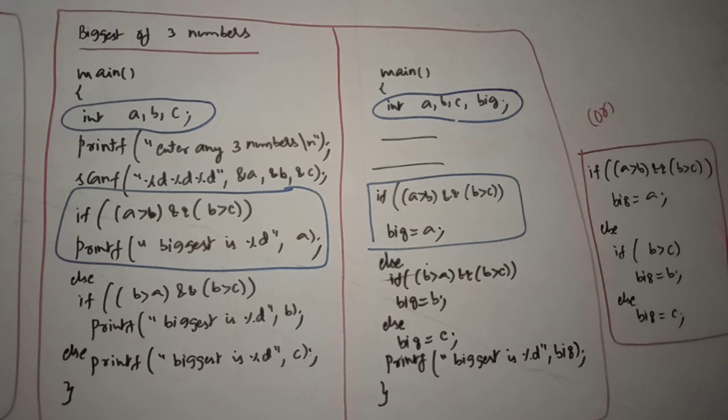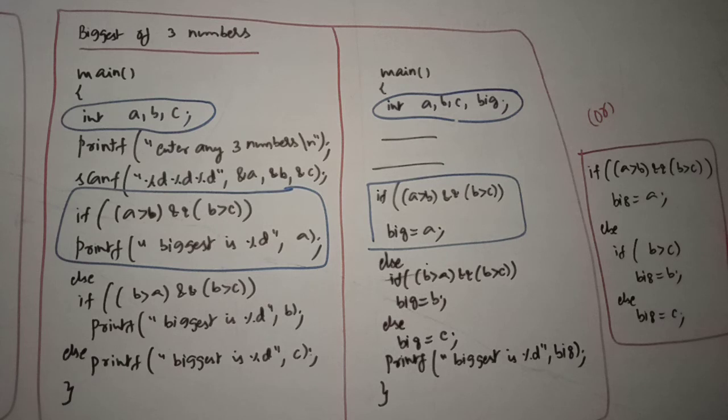Any program you can write in different ways. People do write in different ways. Look at the second method. We have four variables here, A, B, C and big. Those two statements are printf and scanf statements, you can copy it. And the same condition, A greater than B and B greater than C. You try to observe the difference between first and second program.